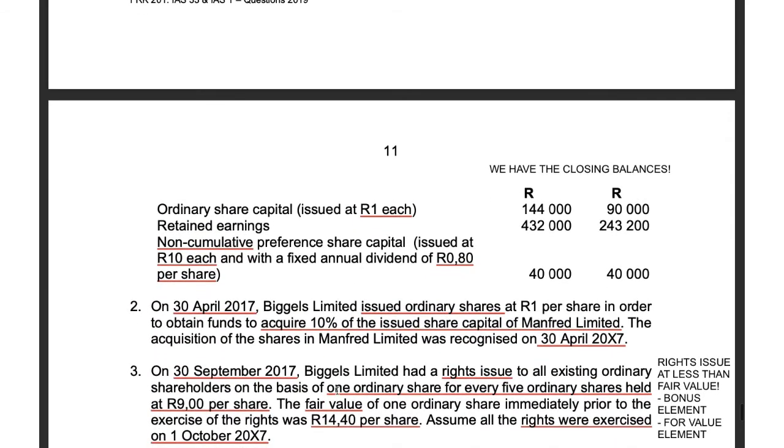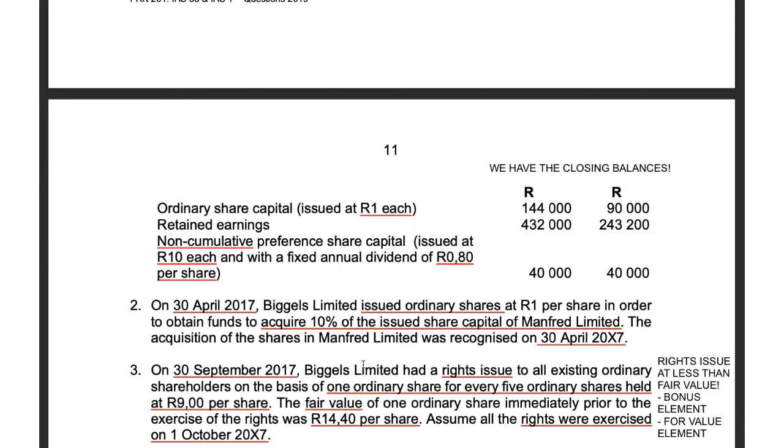On the 30th of April 2017, Biggles Limited issued ordinary shares at R1 per share in order to obtain funds to acquire 10% of the issued share capital of Manfred Limited. The acquisition of the shares in Manfred Limited was recognized on the 30th of April 2017. On the 30th of September 2017, Biggles Limited had a rights issue to all existing ordinary shareholders on the basis of 1 ordinary share for every 5 ordinary shares held at R9 per share. The fair value of 1 ordinary share immediately prior to the exercise of the rights was R14.40 per share. Assume that all of the rights were exercised on the 1st of October 2017.